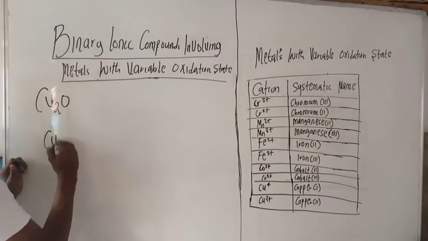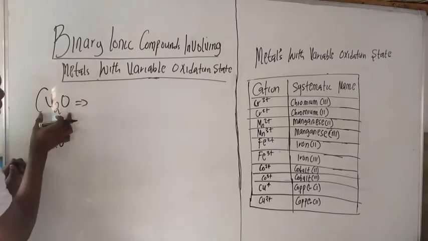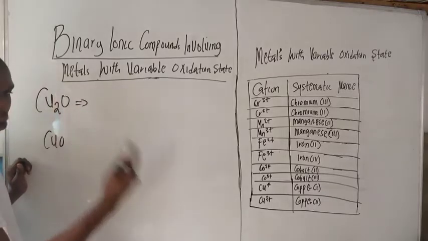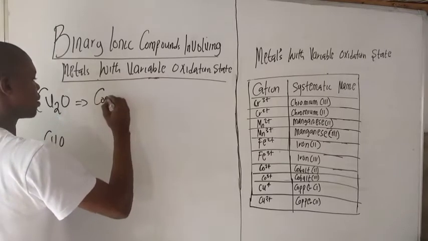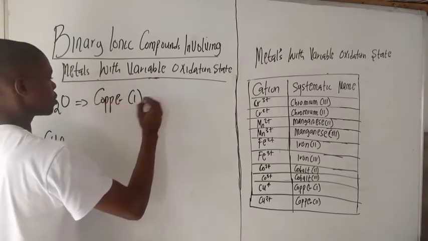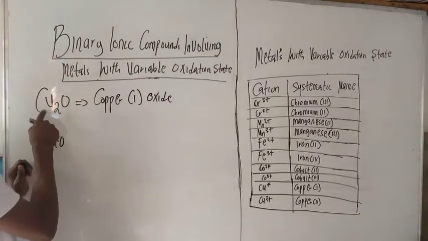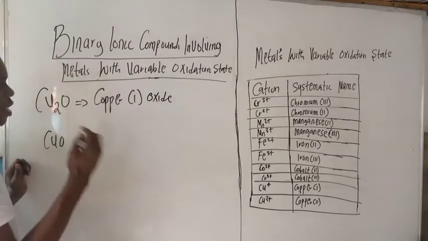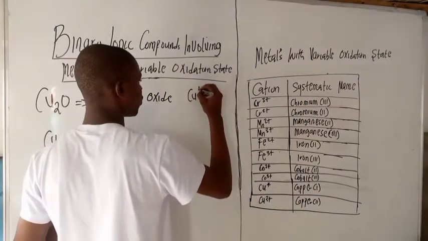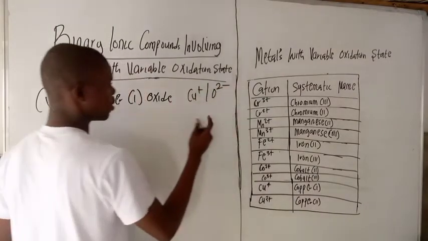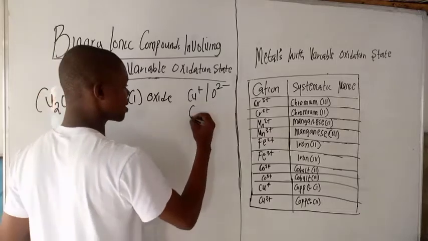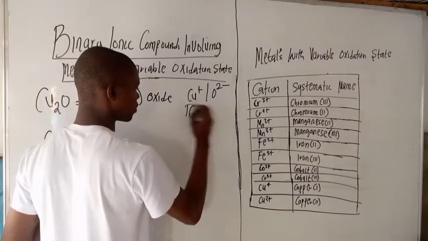Cu2O and CuO. Remember, the copper that forms here is copper 1, right? So we're going to have copper(I) oxide. The main reason it's copper(I) oxide is that the oxidation state of copper here is +1, because here we have Cu+ and O2-. So when they combine, they form Cu2O.